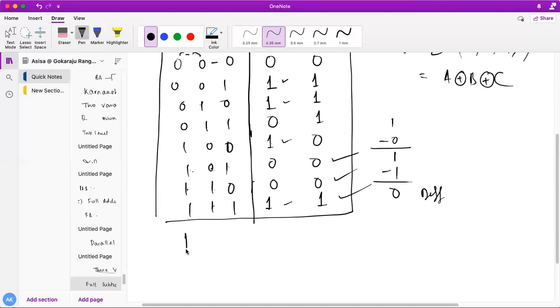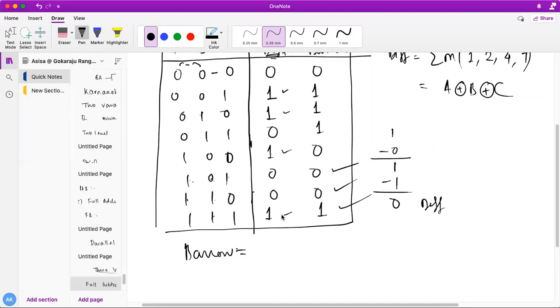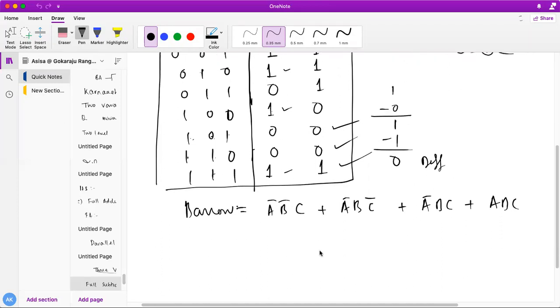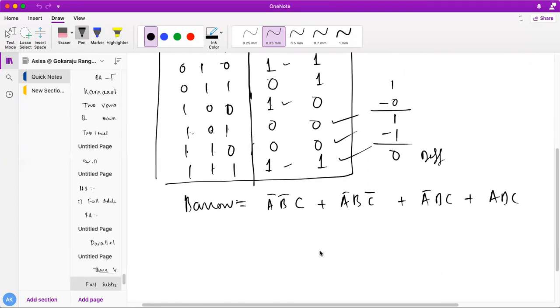Next, what is that? Borrow. Borrow, what we got? The borrow expression is nothing else, you can see those things. What are those? This one, A bar, B bar, C. Next, A bar, B, C bar. Next, A bar, B, C. Last, A, B, C. Okay, if you solve this up, what you can get, students?